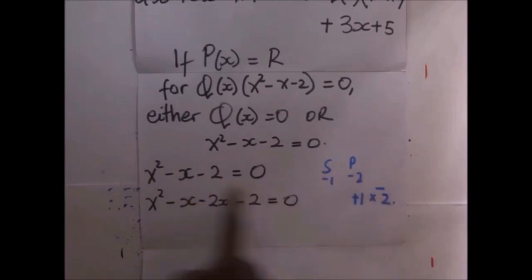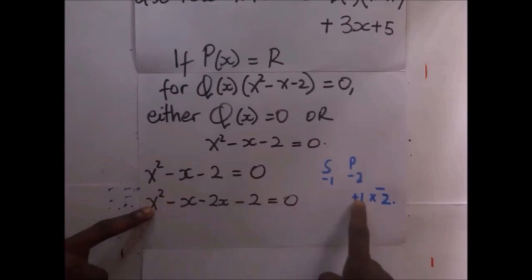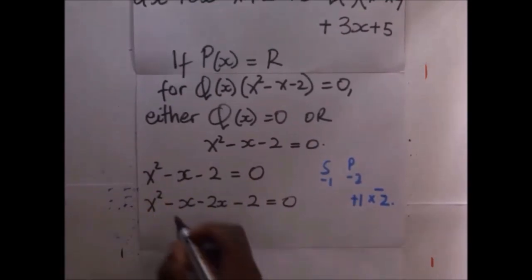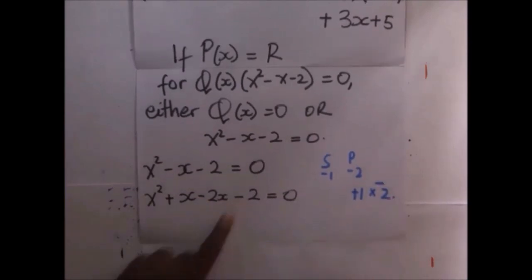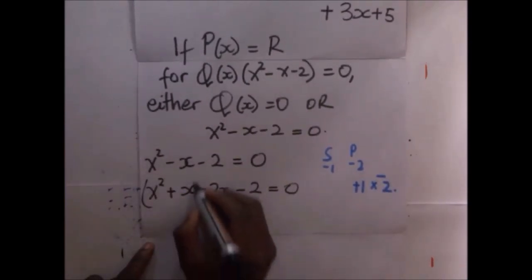So these two numbers are going to replace that middle term. So it's going to be x squared plus 1x minus 2x minus 2 is going to be equal to 0. So this becomes like that.